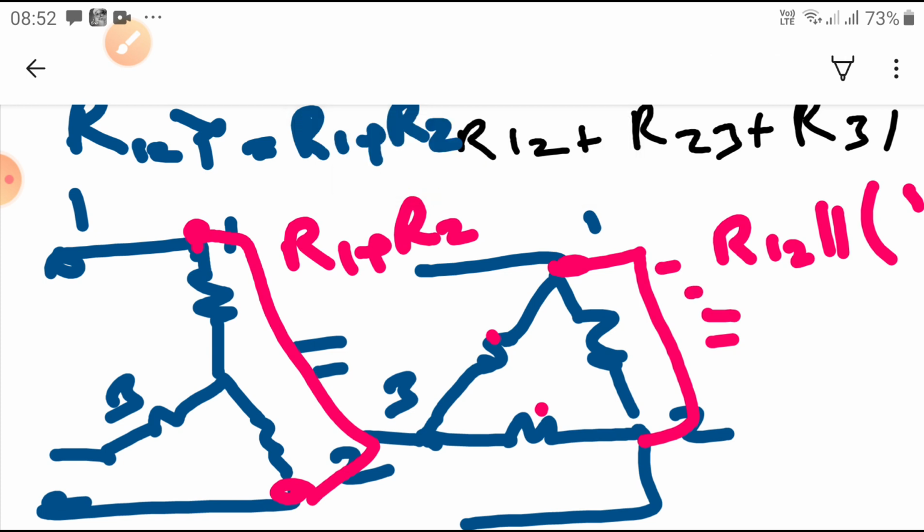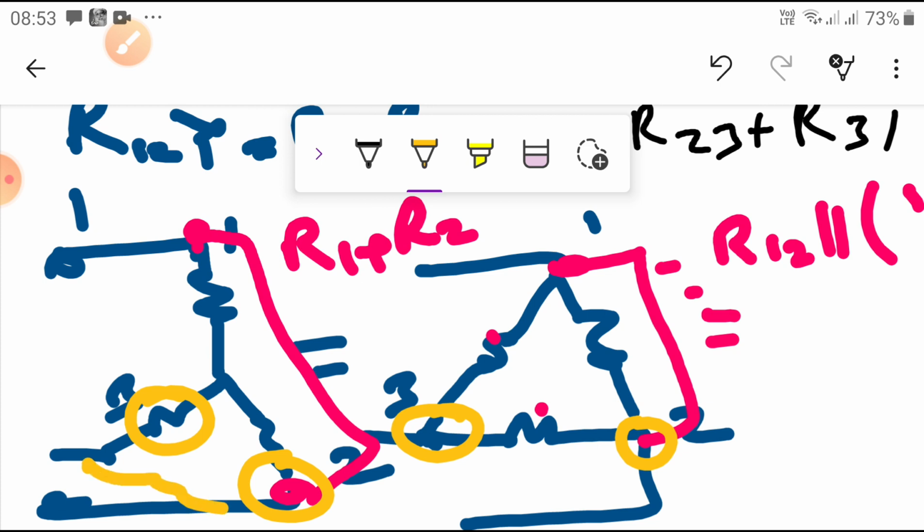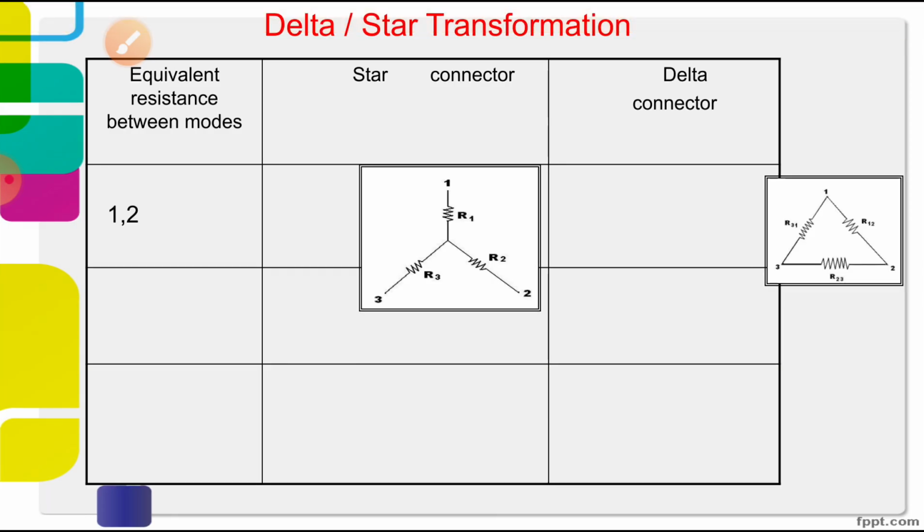Similarly, now we are going to calculate the value between nodes 2 and 3. What is the value of 2 and 3 in star, and what is the value in delta? After that, what is the value of the equivalent resistance between 3 and 1, and then what is the value of 3 and 1 in delta? Similar to the previous case. Now let us summarize this. Similarly, we are going to simplify this one. Then what are we going to get? Let us see.